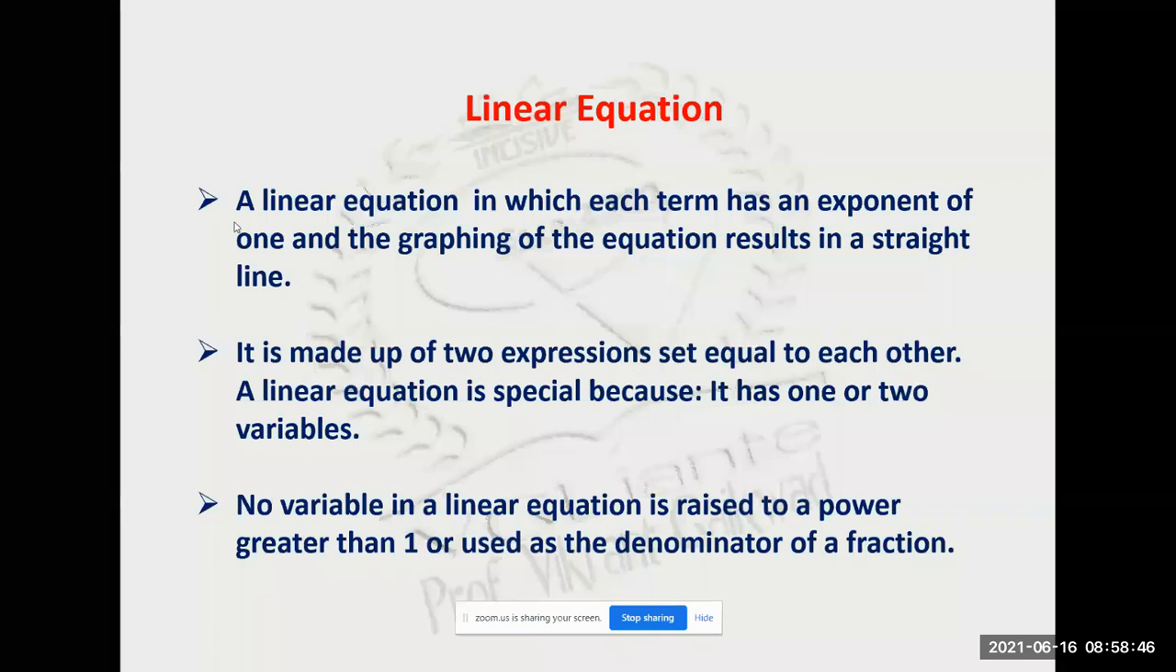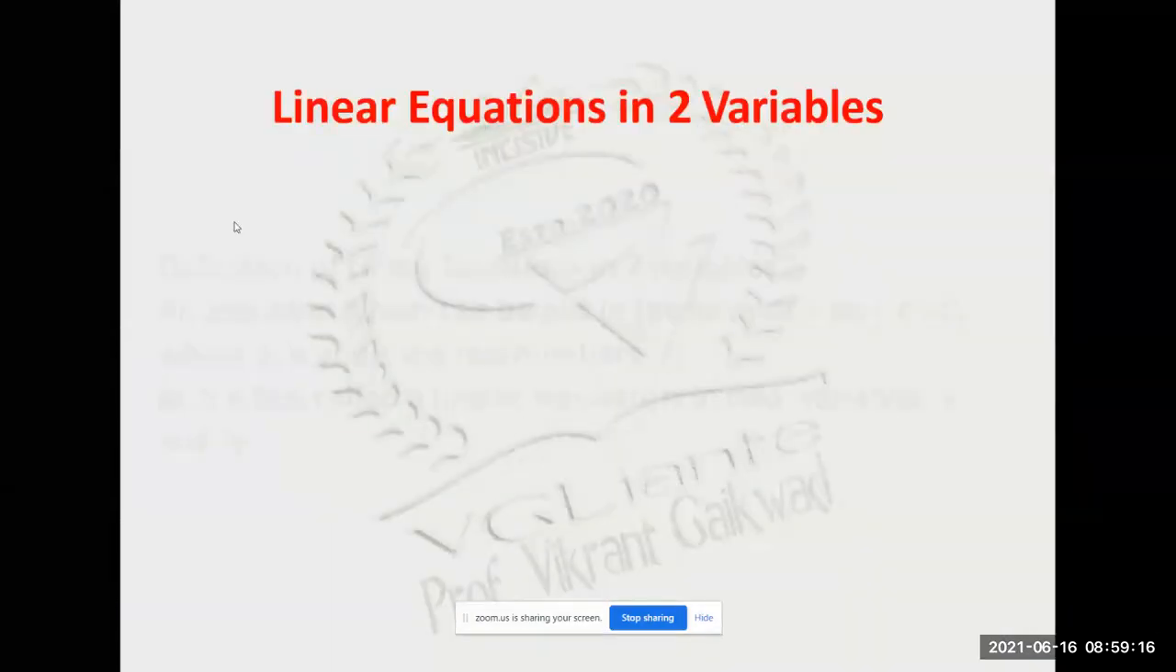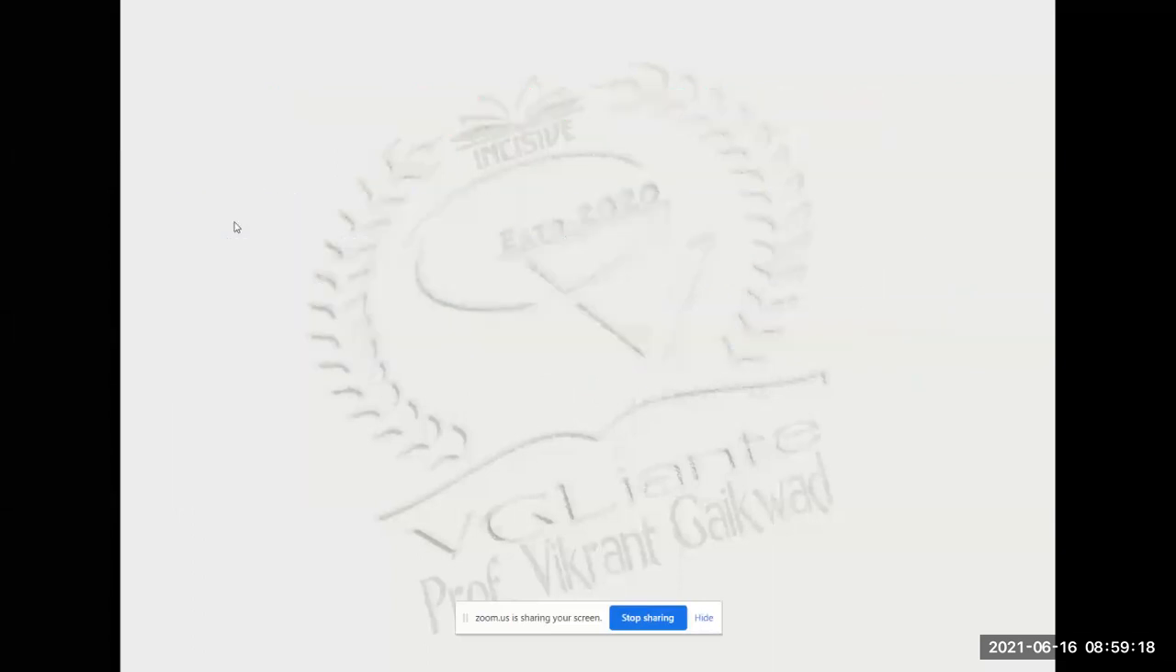So when we're talking regarding the linear equation, the variable which is there has got an exponent 1. And when you draw the graph of the equation, that graph results in a straight line. It is made up of two expressions set equal to each other.